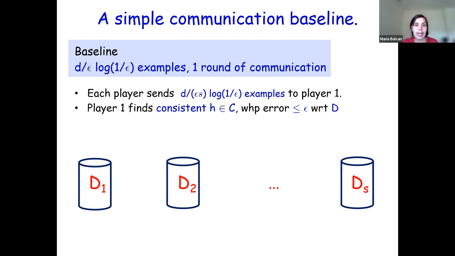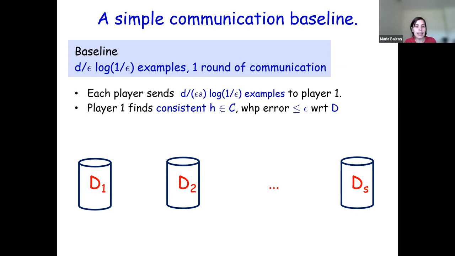Right, that's my claim. Now, why would this be true? So that's basically a baseline claim. First of all, notice that in total, the number of examples that player one gets is d over epsilon times log of one over epsilon. Recall, this is the sample complexity bound that we have for the realizable case, where d is the VC dimension of my concept class. So this is really the sample complexity bound for the realizable case that we talked about in the previous lectures.